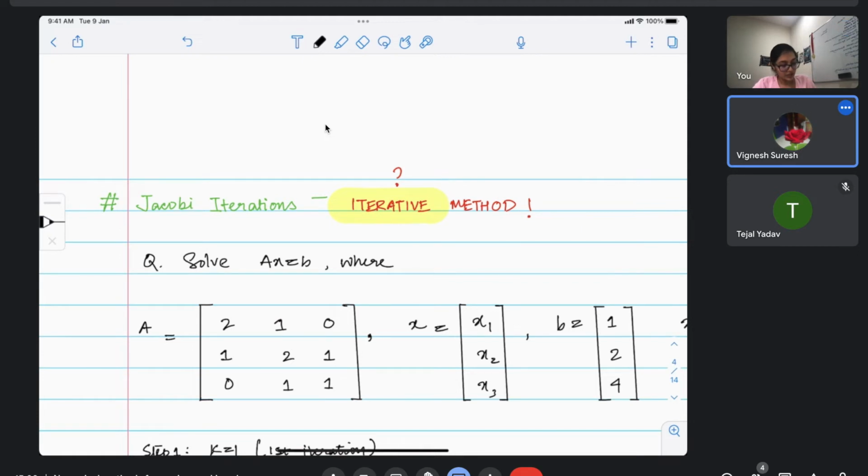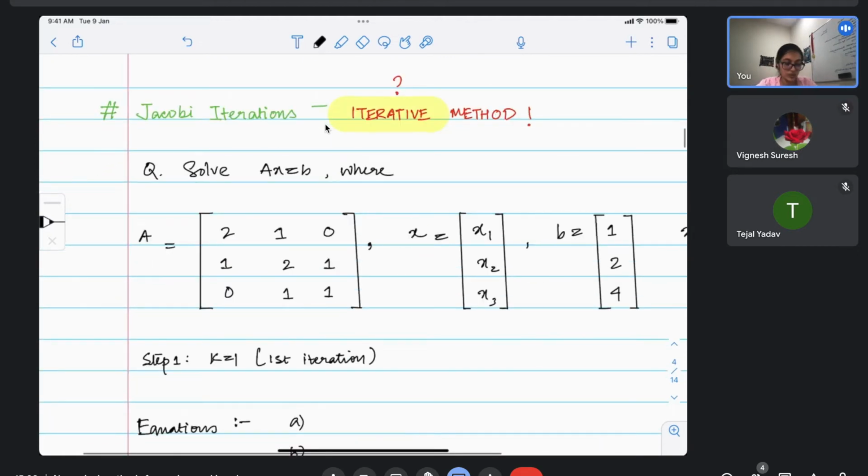Okay, so let's go and get started with the Jacobi iterations. And Jacobi iteration is an iterative method. Okay, before we go into the details of why it is called an iterative method and so on, we'll just keep it as a question for now. Let's solve the Jacobi method and we'll find out for ourselves why it is called an iterative method.